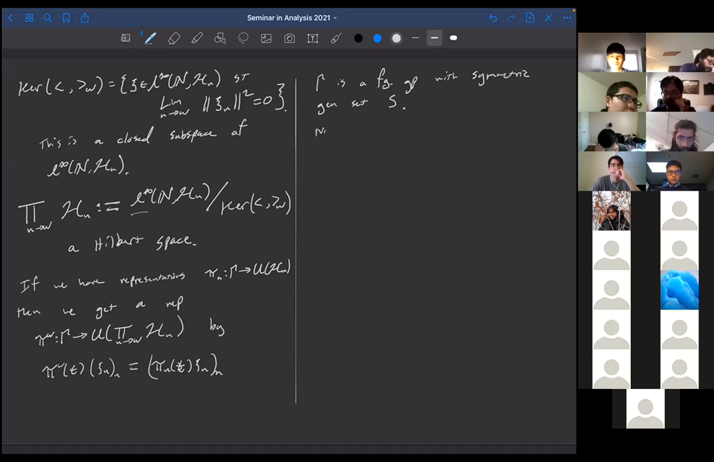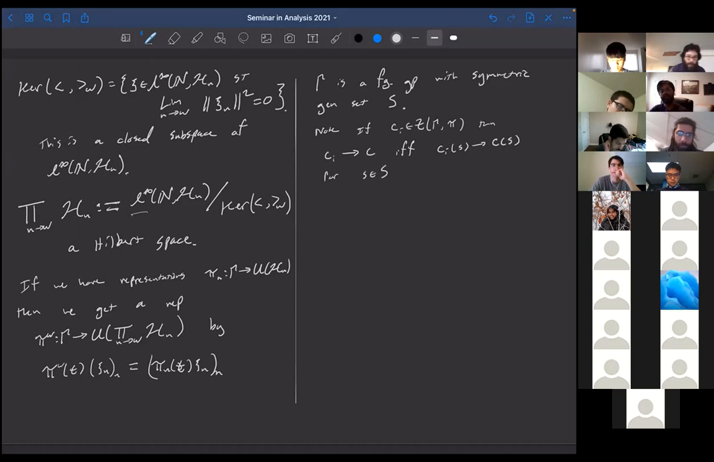So note that if c_i are cocycles of Gamma with respect to some representation pi, then c_i converges to c if and only if c_i(s) converges to c(s) for all s in S. Why is that? Because if you know it converges on certain letters, then the cocycle identity tells you that it converges on words in those letters. So it's enough just to take any generating set and get convergence on that.